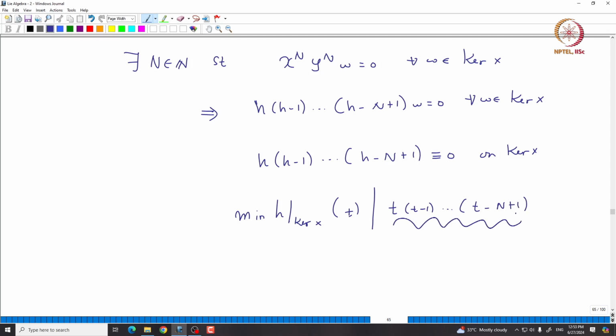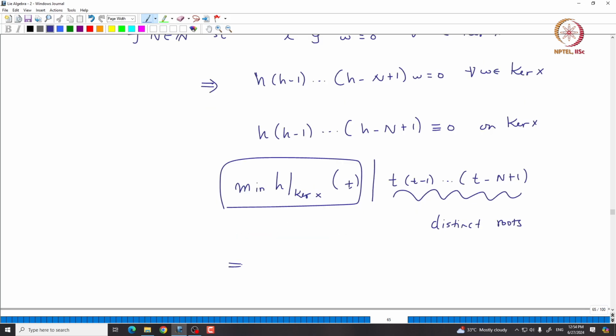Since this polynomial has distinct roots, not only distinct roots, they are all integral roots, non-negative integers and distinct, that forces the minimal polynomial of h restricted to kernel x also to have distinct roots. So, since the minimal polynomial of h restricted to kernel x has distinct roots, that forces that h restricted to kernel x is indeed diagonalizable. H restricted to kernel x is diagonalizable. So, now we have a diagonalizable operator acting on this kernel x.